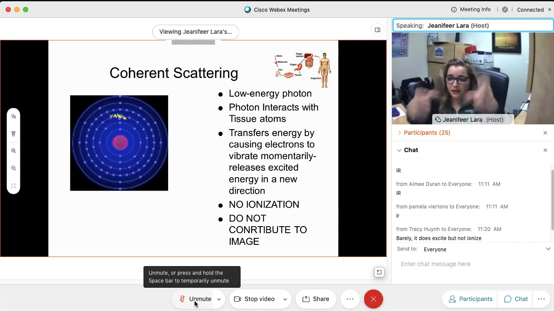I don't want to get stuck here, because this is insignificant. It's energy coming in, excitation happens, energy goes out in another direction. Does that make sense? I'd rather have more time to talk about Compton and photoelectric. But it's just energy in, excitation, energy out, no ionization. So let's move from there, because I really want to get into Compton, where we have ionization. Okay, all right.